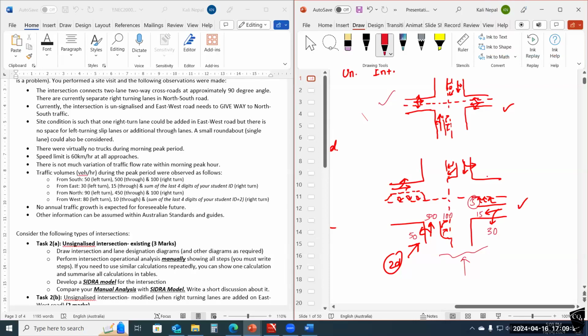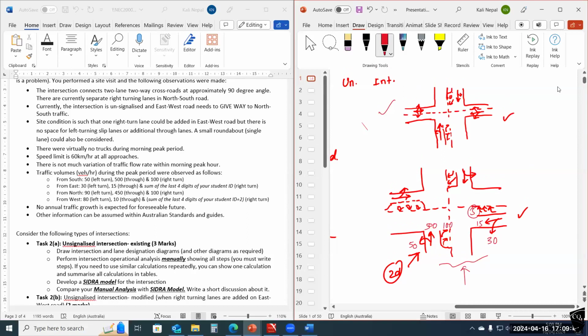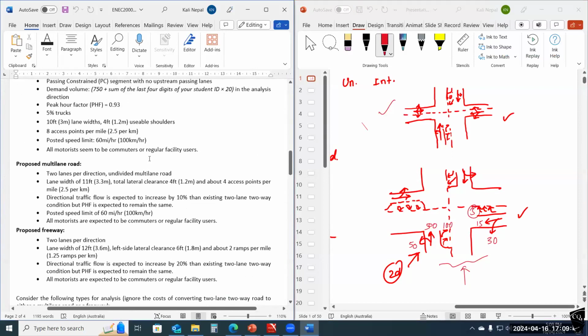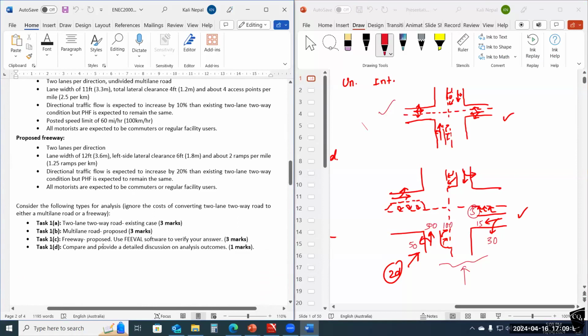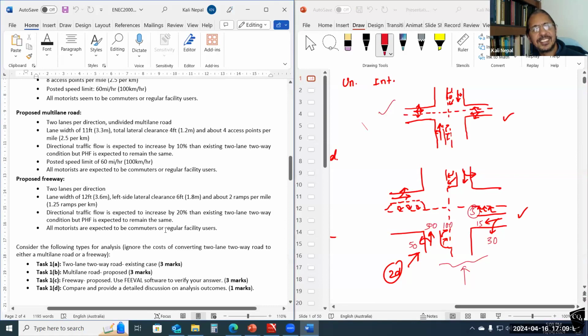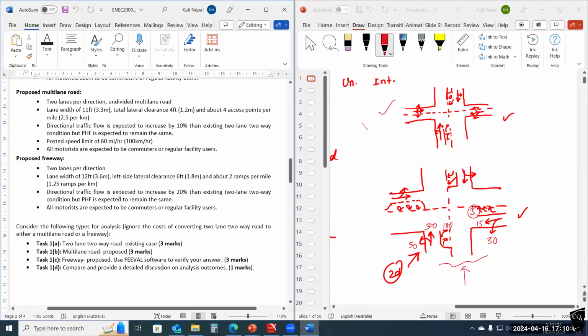Excuse me, sir. For task 1, how can we divide the segment? There are 2 TRD for basic freeway. Question 1 you're talking about? 1C. All right, the proposed freeway. So what was the question? How can we divide that 2.5 mile road segment-wise?